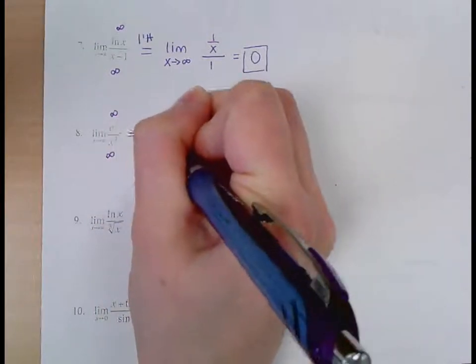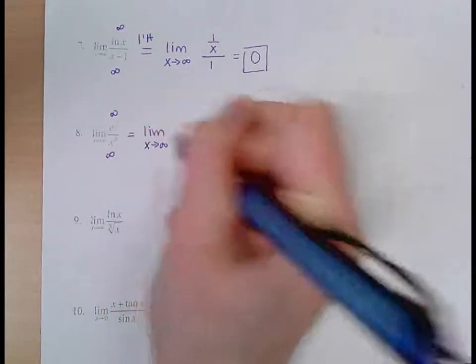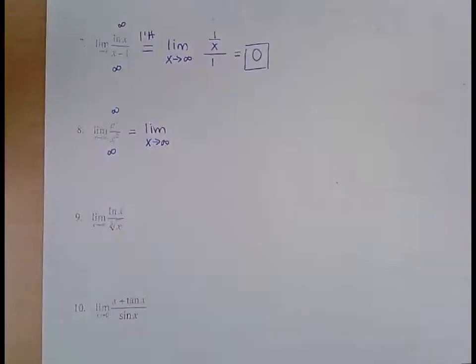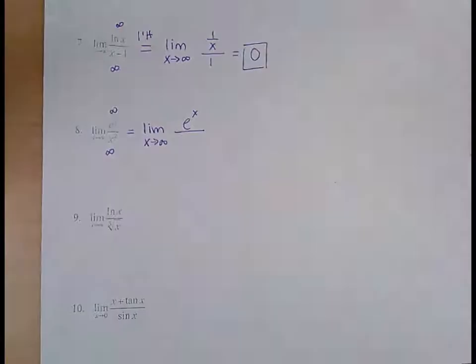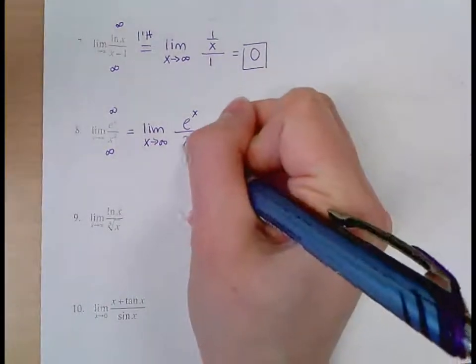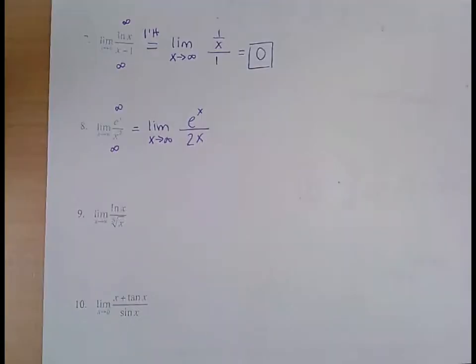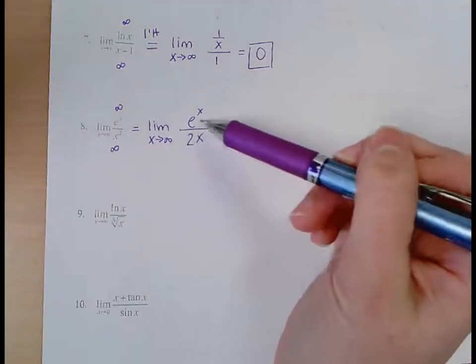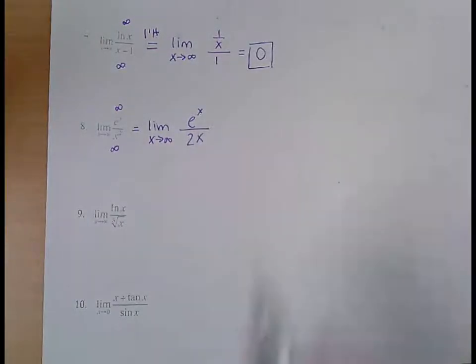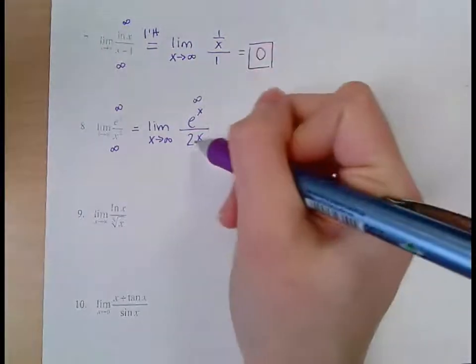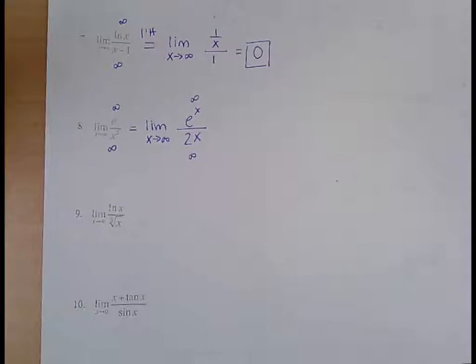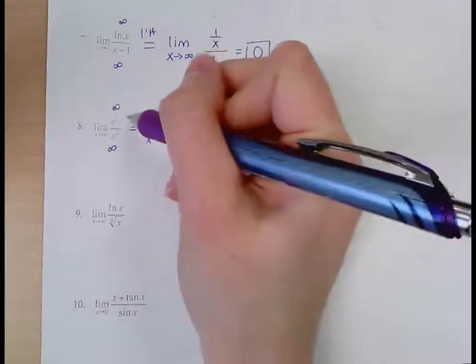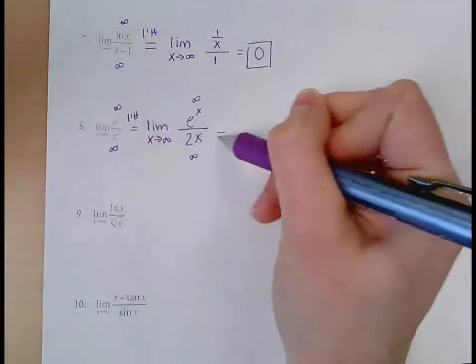So this becomes the limit as x approaches infinity of, what's the derivative of e to the x? And then derivative of x squared is 2x. Okay, so now if you substitute in, again, a large number, if x approaches infinity, we still have e to the x on top. That still approaches infinity. What does 2x approach? Infinity. It's still indeterminate. So you can do it again. Yes, so we can apply L'Hopital's rule again.